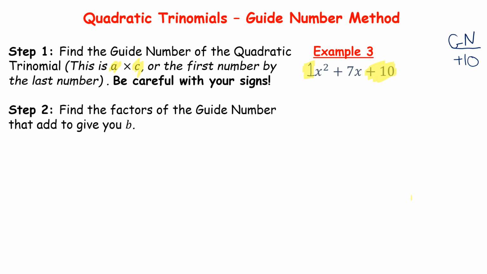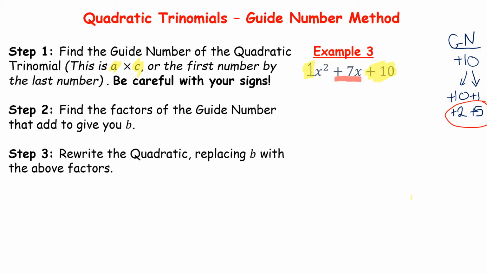So now step 2, find the factors of your guide number that add to give you b. So remember, b is the number in the middle. So I'm looking for factors of 10 that add to give me the coefficient of x, so that add to give me 7. So we can list out all the factors. So it could be 10 and 1 or 2 and 5. They're both going to be pluses. So then we have to figure out, well, which one is correct. Well, plus 10 plus 1 gives me plus 11, which is not what I want. But plus 2 and plus 5 give me plus 7, which is what I want.